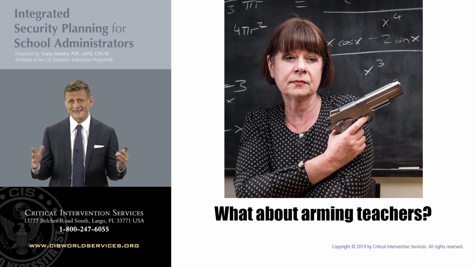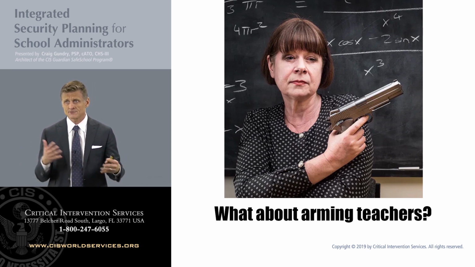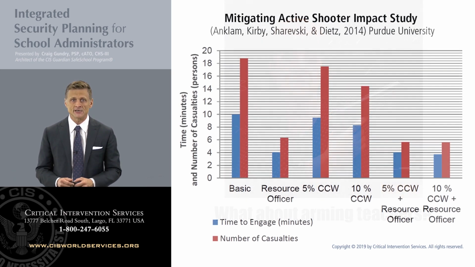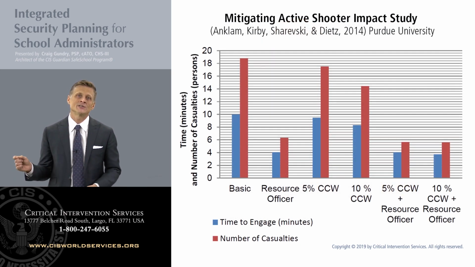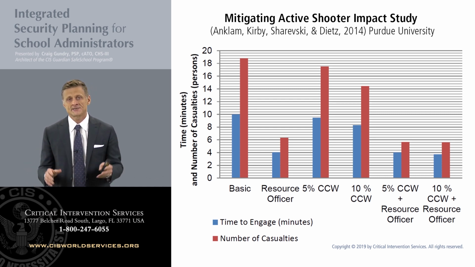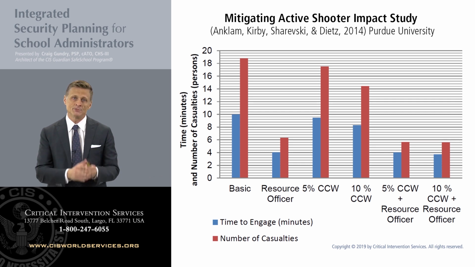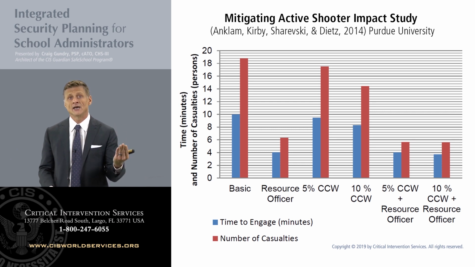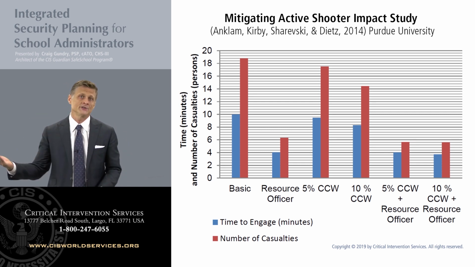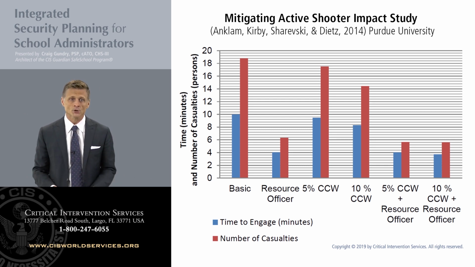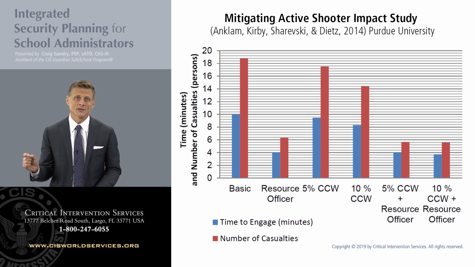This response model, if you want to call it that, was also examined by the Purdue University team back in 2013 when they did their mitigating active shooter impact study. In that study, they modeled out, using agent computer-based modeling, several different response scenarios. The first was off-site 911. In other words, a call to the 911 call center, with off-site police then dispatched to the school, which they refer to as basic response.